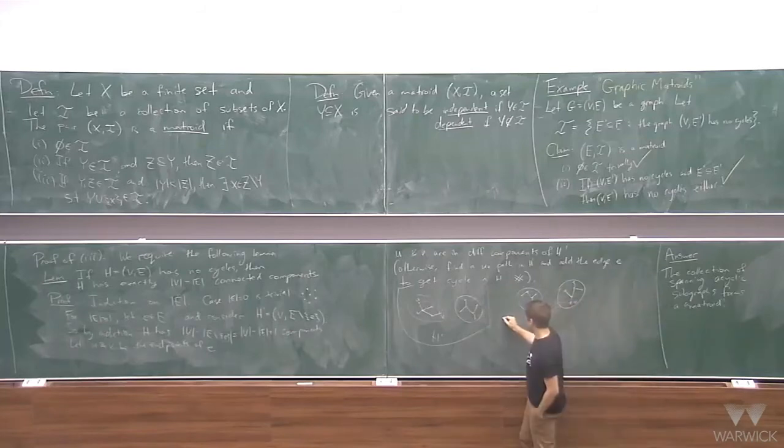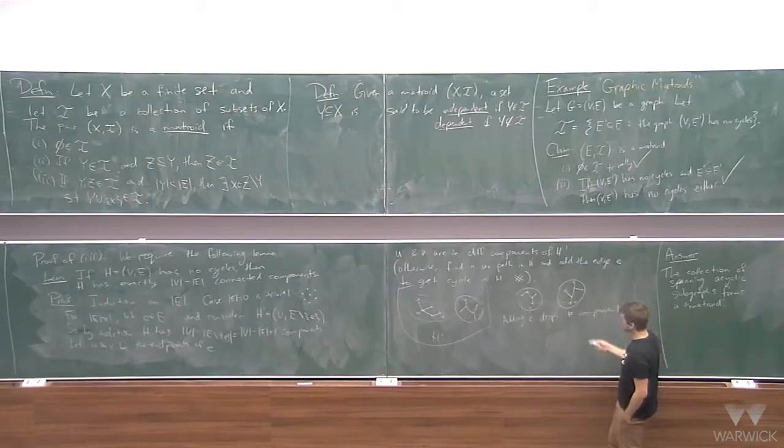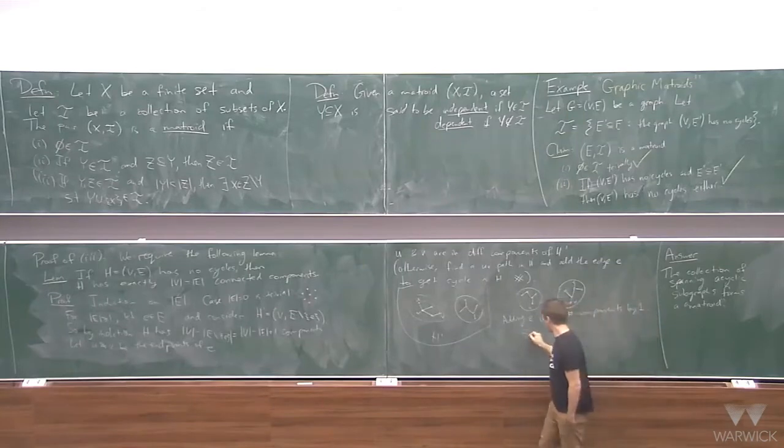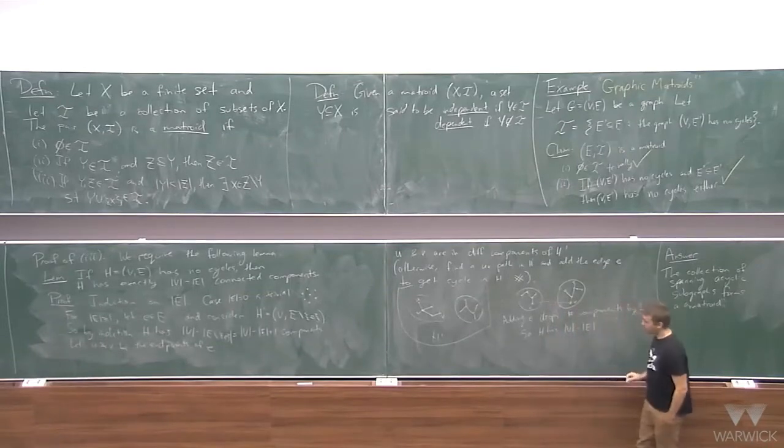So adding e drops the number of components by 1, because it just merges the component containing u and the component containing v, and they become the same component. And so H has 1 fewer component than H prime, which is V minus E components.